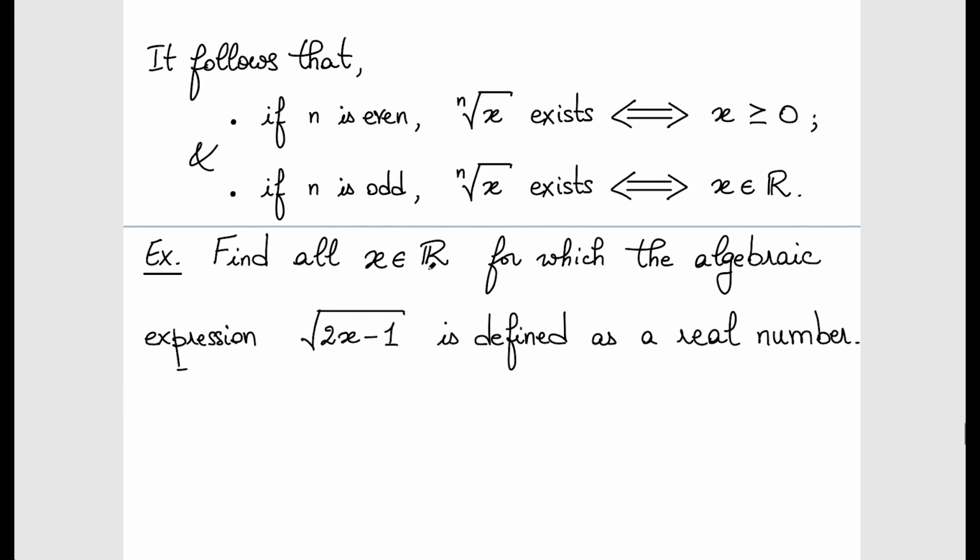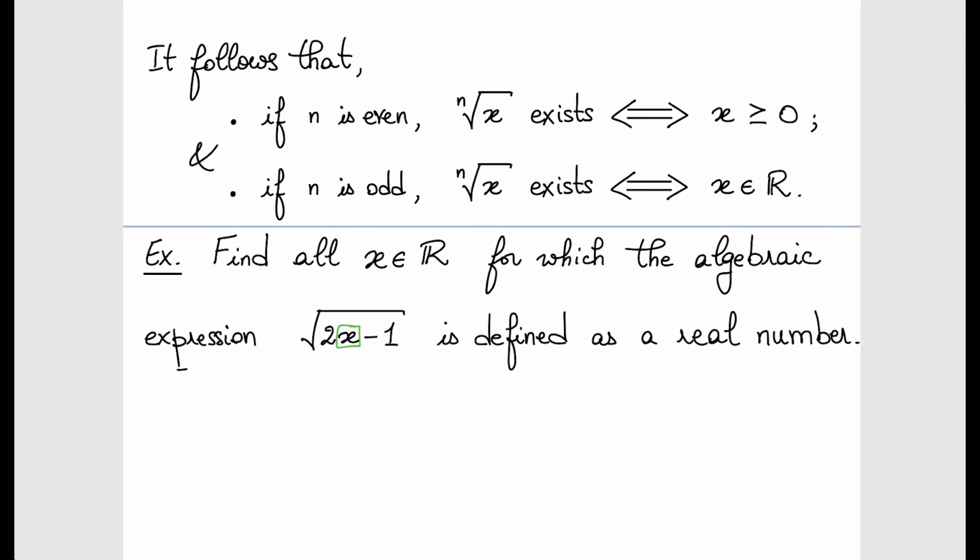Alright, let's put this in action. Find all real numbers x for which the algebraic expression square root of 2x minus 1 is defined as a real number. So the question is, what can I plug in here so that this expression becomes meaningful, becomes a real number? Okay, so that's the question. Please pause the video and take a moment to think and discover things for yourself.